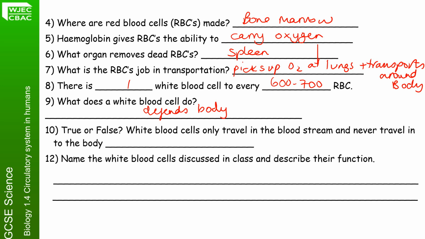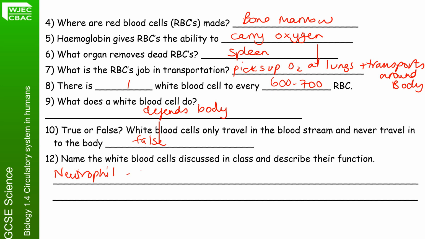True or false that white blood cells only travel in the bloodstream and never travel into the body tissues? That's false. As I explained earlier, white blood cells do move out of the blood vessels every now and then to go and fight infection elsewhere. And this is really kind of A-level. But you might have Googled this to find out some names. There are actually many, many different types of white blood cells, so I'm just going to talk about a few.